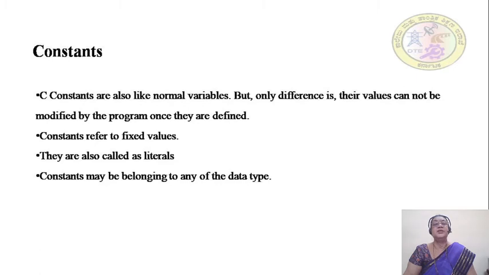Now let us see what a constant in C is. C constants are also like normal variables, but the only difference between a normal variable and a constant is that in a constant, the values cannot be modified by the program once they are defined. So constants refer to fixed values. They are also called literals. A constant may belong to any type of data.